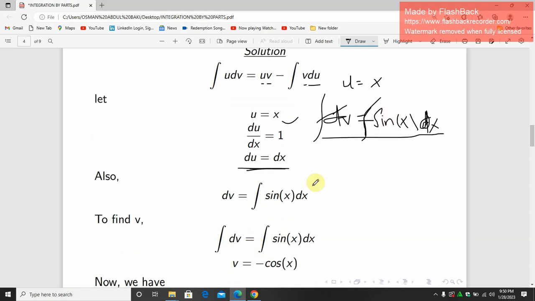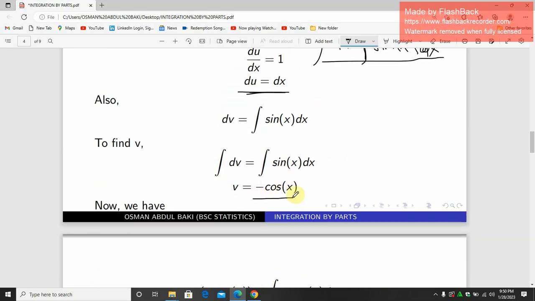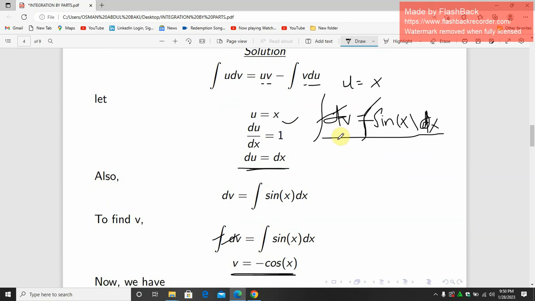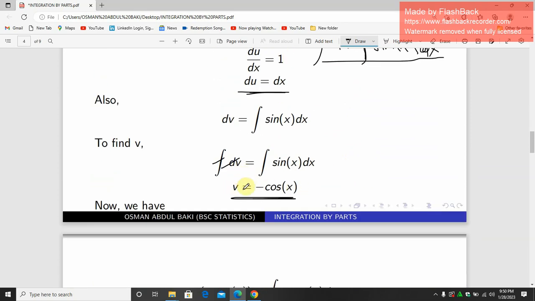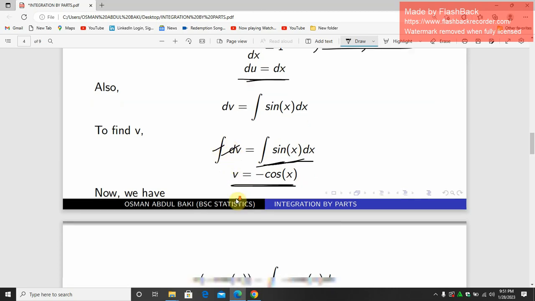And the integral of sine x is minus cos x. So this integral will cancel d. This is what I was trying to explain here. So we have v, which is equal to the integral of sine x, which is minus cos x. You find the integral of sine x, which is minus cos x, and here is v, because the integral will cancel the d for you to get v.